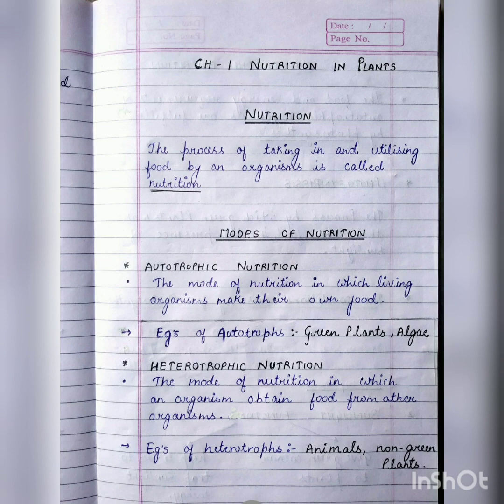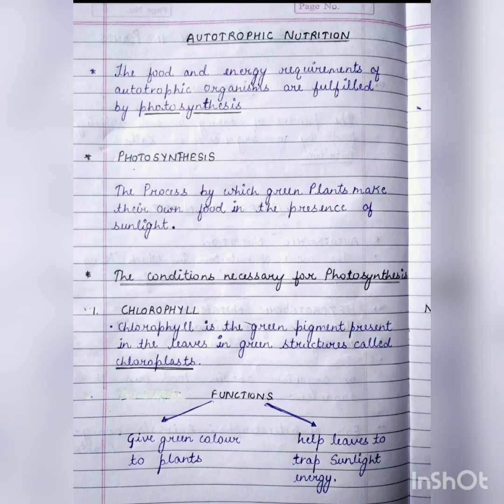shown on the screen. Then on the next page, describe autotrophic mode of nutrition in detail, like why green plants are called autotrophs, how do they prepare their own food by the process of photosynthesis, what is photosynthesis, and what are the conditions necessary for the process of photosynthesis. The raw materials required for the process of photosynthesis include chlorophyll, carbon dioxide, water, and sunlight.